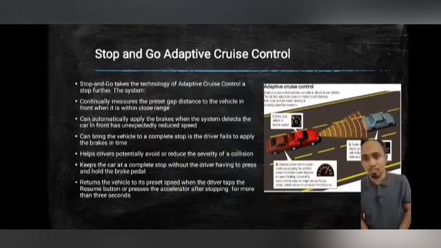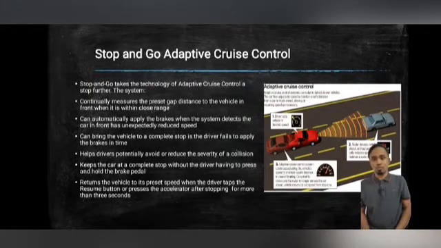Stop and go adaptive cruise control continuously measures the present gap distance to the vehicle in front when it is within close range. It can automatically apply the brake when the system detects the car in front. It can bring the vehicle to a complete stop if the driver fails to apply the brake in time. It helps the driver potentially avoid or reduce the severity of a collision. It keeps the car at a complete stop without the driver having to press a pedal. And the last one is to return the vehicle to its preset speed when the driver taps the resume button.